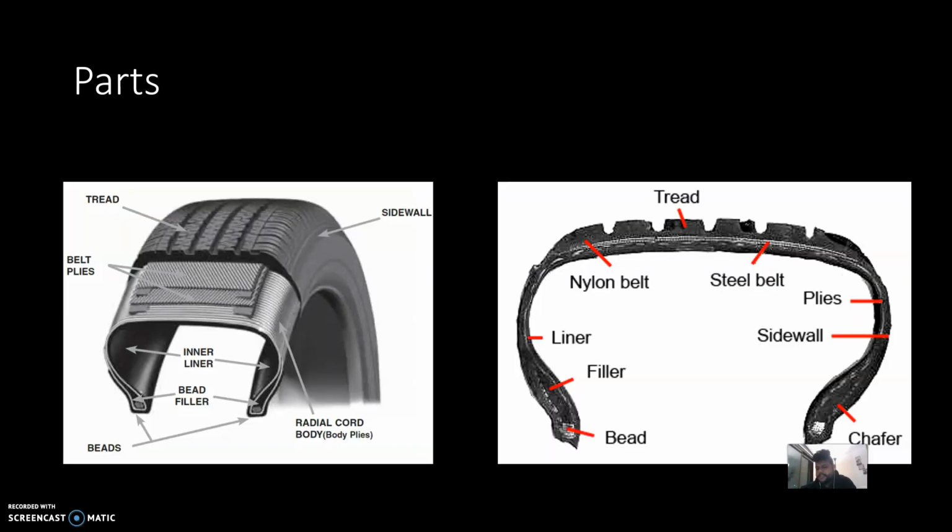And this is basically the microstructure of the tire that shows every detail in the tire and every component. These are the main components that I have talked about, and this is the liner, filler, beads, sidewalls, plies, everything that I have talked about.